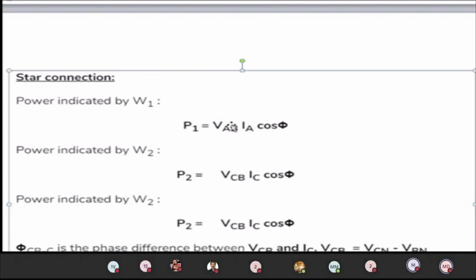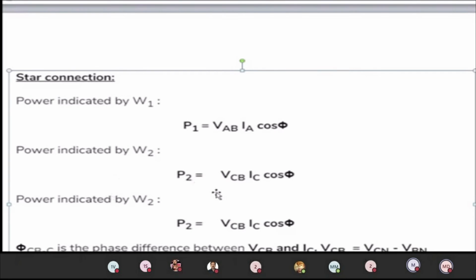Since the voltage is taken between two different phases, A and B, it is the voltage difference between phase A and phase B. And since the wattmeter is connected in phase A, we can measure only the current in phase A, hence we are using IA. Cos phi is the angle difference between voltage and current in phase AB.